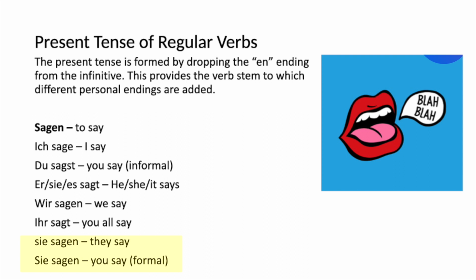So repeat after me, or say with me rather. We'll go through this one more time. Ich sage is I say. Du sagst is you say, informal singular. Sie/es sagt. He/she/it says. Wir sagen is we say. Ihr sagt is you all say. Sie sagen is they say. And Sie sagen is you say formal.